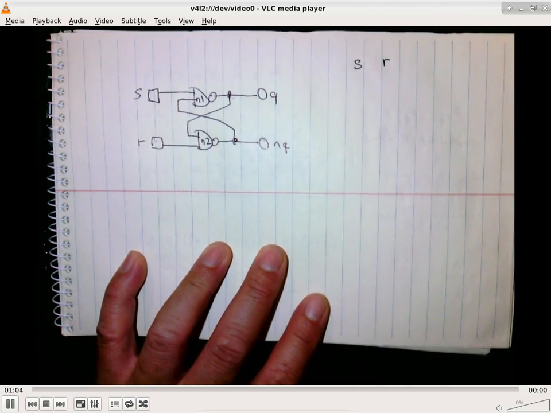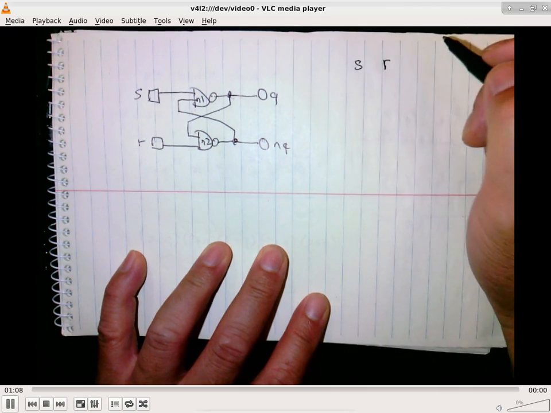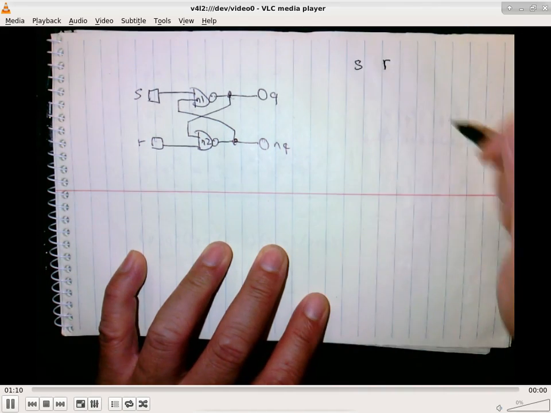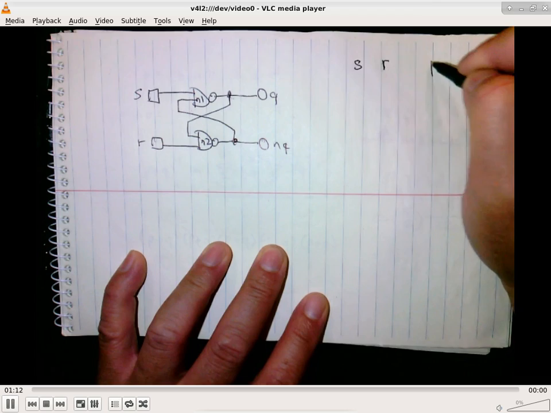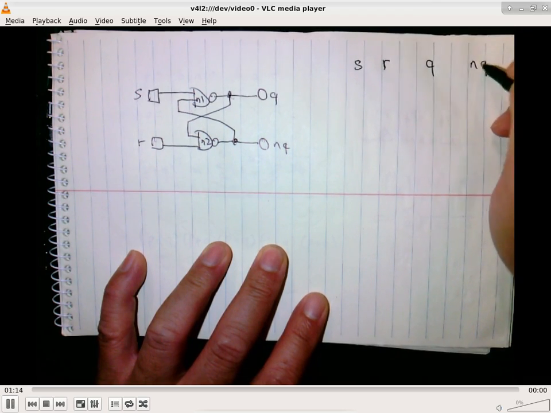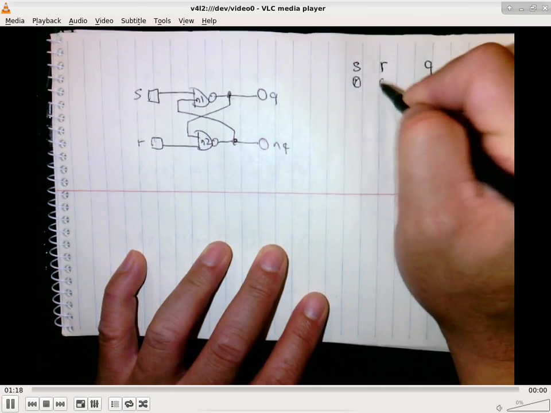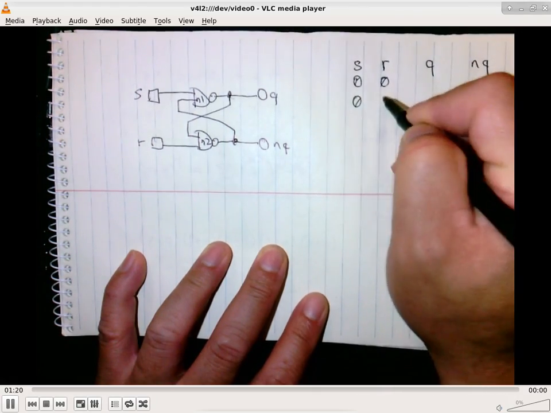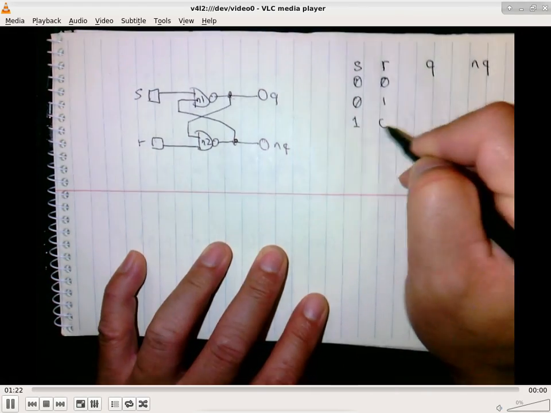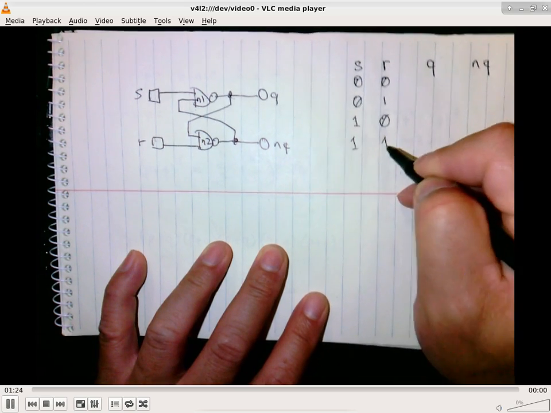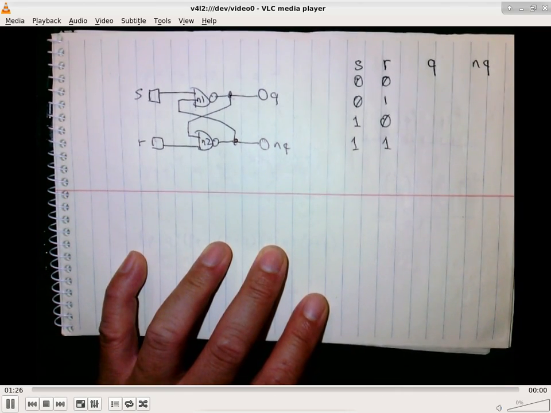S and R are input pins. They are independent, so they become the independent variables of the truth table. And then the output would be Q and NQ, so they appear on the other side. So naturally, we have 0, 0 as the input, 0, 1 as another input, 1, 0 as another input, 1, 1 as another input, like so.